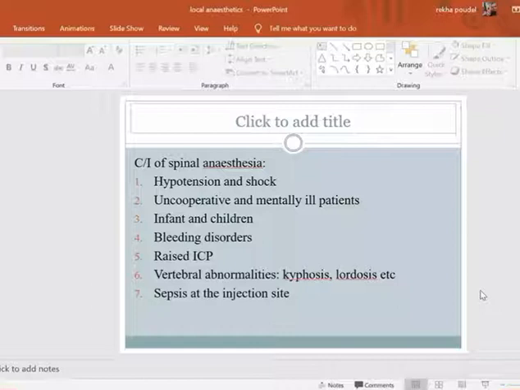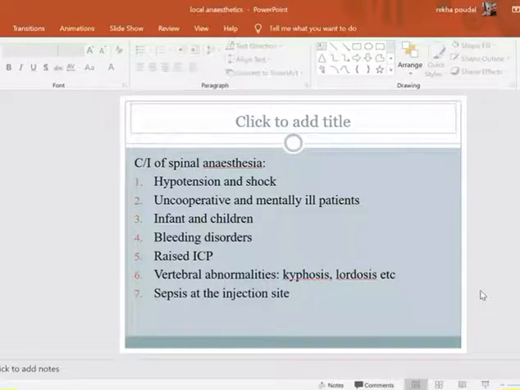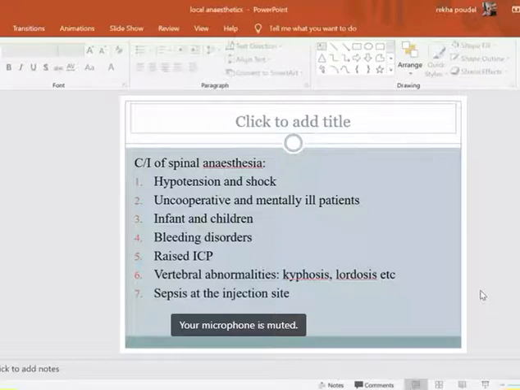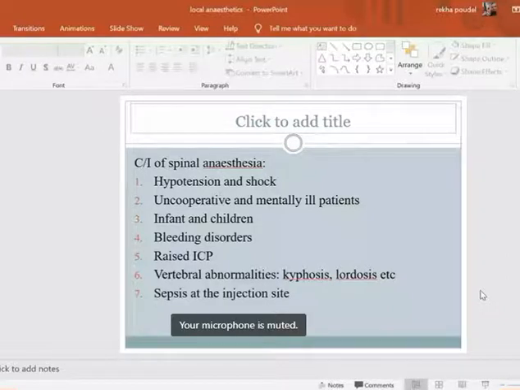And it cannot be given to patients having vertebral abnormalities like kyphosis and lordosis. Kyphosis is the forward bending of the back, that is, the patient will be in a stooped position due to deformity in the lumbar vertebra. Patient will be bending forward, and lordosis means the sideward bending of the patient due to some abnormalities in the vertebral regions. So in that case, we have to avoid giving this anesthesia, and it has to be also contraindicated if there is sepsis at the site of injection. If there is some infection or sepsis in the vertebral region, we have to avoid this spinal anesthesia.